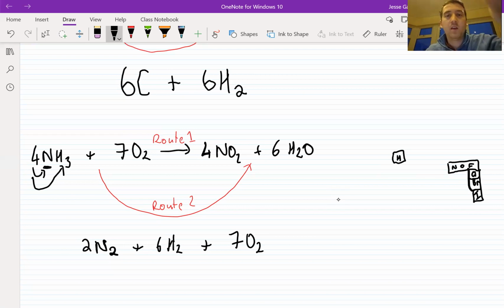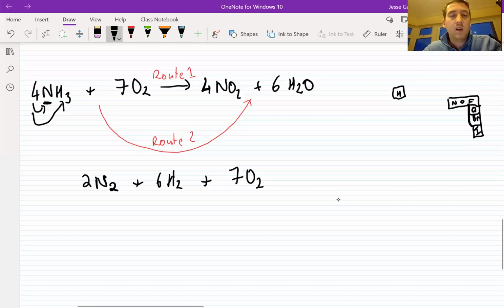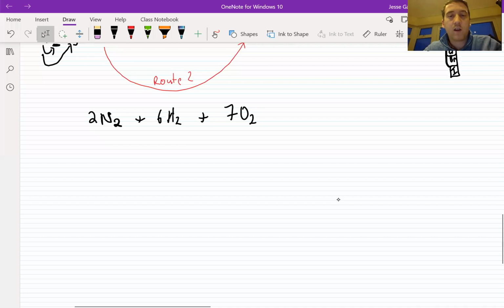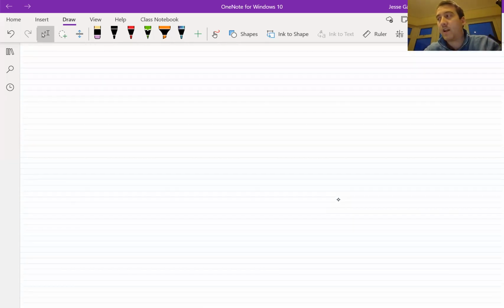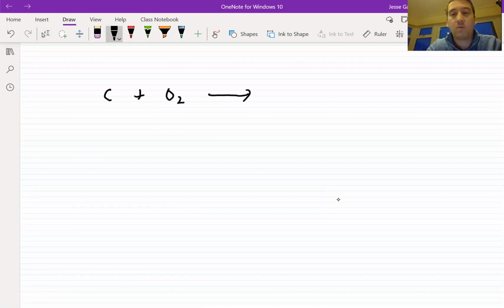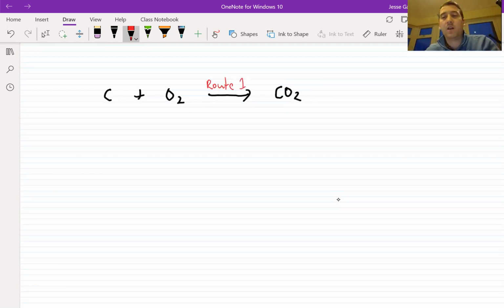Excellent job. Now, I'm just going to make it a little bit more concrete now. And again, we're going to try and have a look at an actual chemical reaction to show you this. If we take the reaction where we've got, say, carbon plus oxygen, these are 2 elements reacting to form CO2, like this. Now, if we consider that this is route 1, it's just happening in one step. The carbon and the oxygen join together and they form CO2.